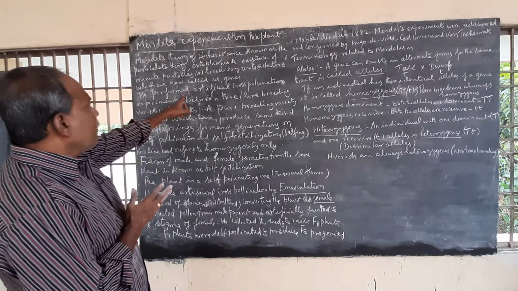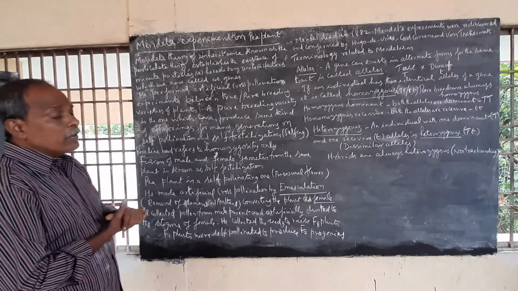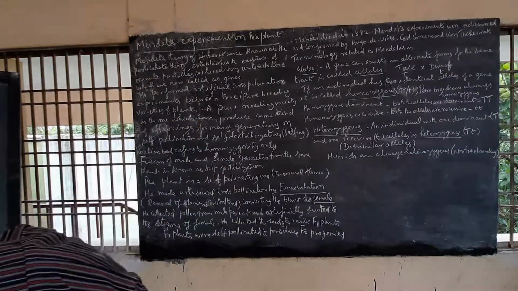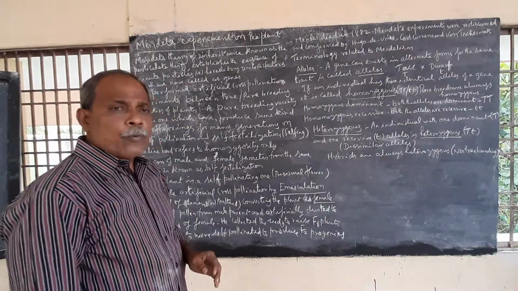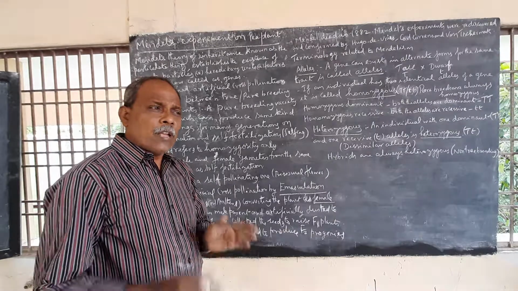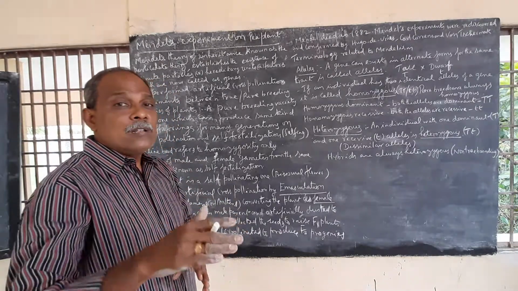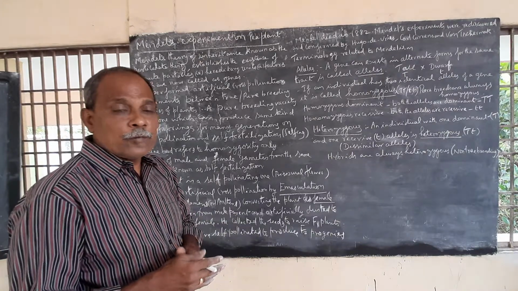Artificial cross-pollination experiments between two pure breeding varieties. So what is a pure breeding variety? A pure breeding variety is one which is able to give rise to the same kind of offspring for many generations on self-pollination and self-fertilization.